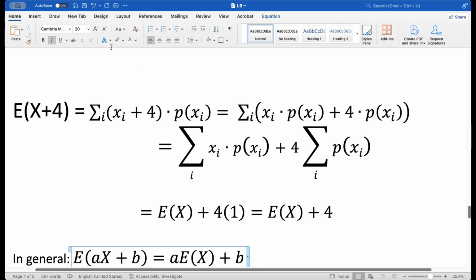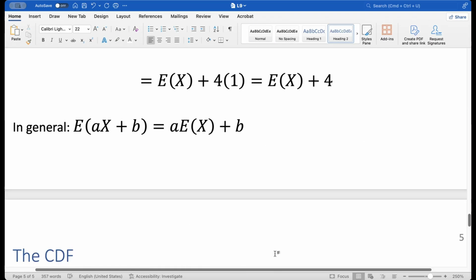And so in general, if you have expected value of a constant times x plus another constant, expected value of ax plus b, we can rewrite that as a times the expected value of x plus b.